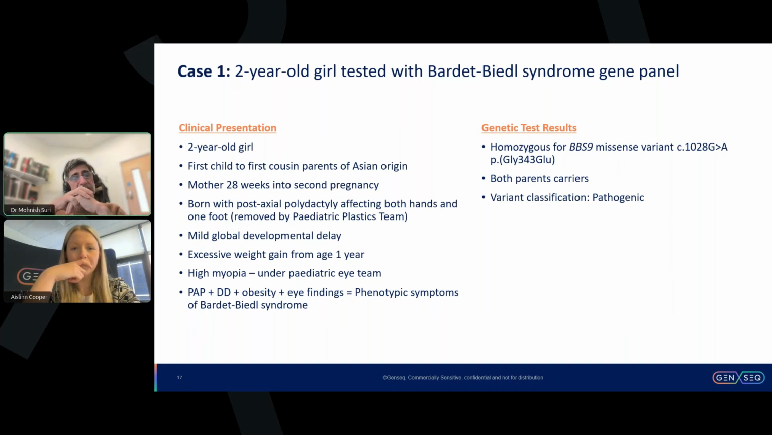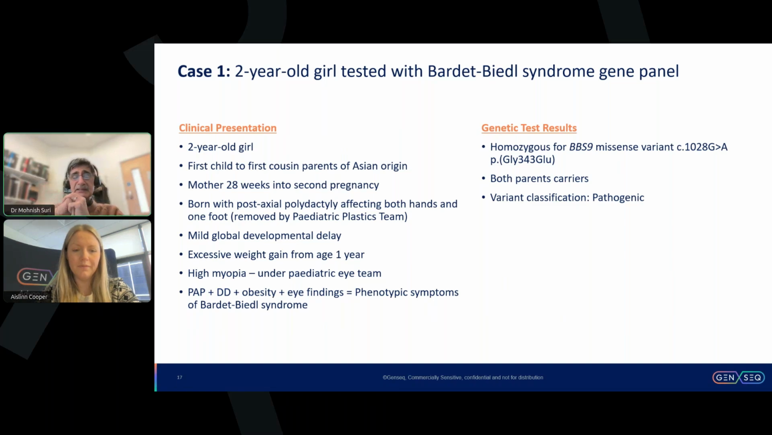So the history was that this two-year-old girl had been born with post-axial polydactyly, so an extra digit on the medial aspect of your hands and on the lateral aspect of your feet, on both hands and one foot. And those extra digits had been removed by the pediatric plastics team. This girl, already at 2 years old, was showing evidence of motor delay and speech delay.